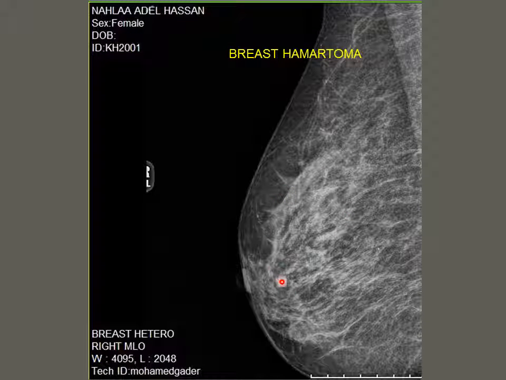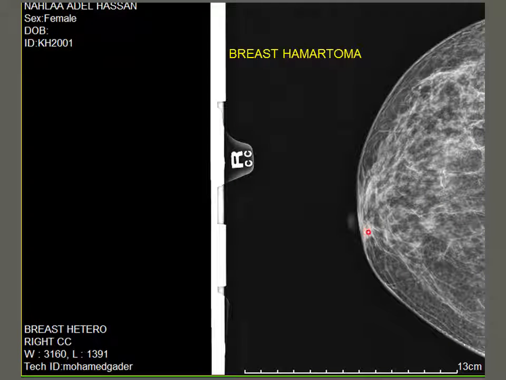This is right MLO, no definite mass seen. This is right CC, no definite mass seen.